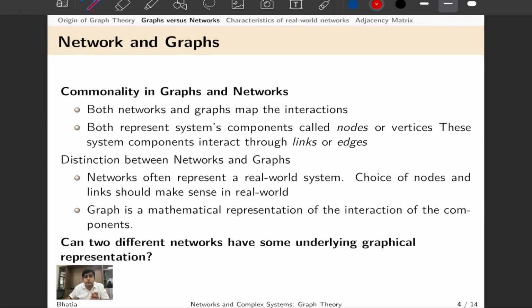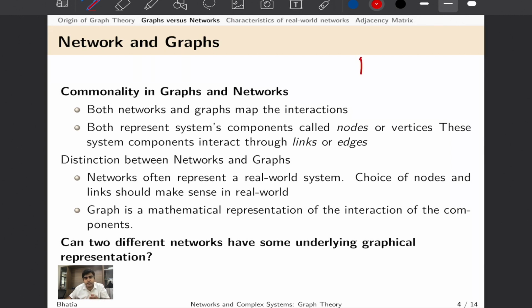Now, from graphs to networks, there are certain commonalities. For example, Euler represented a real world system using graph theory. And when we talk about networks, we typically talk about networks having to represent a real world entity, and the choice of nodes and links between these nodes should make real world sense.